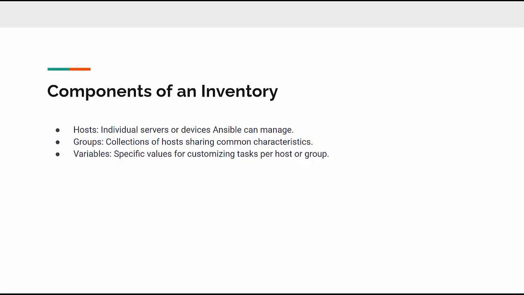An Ansible inventory has three main parts. First, we have hosts, which are the individual servers or devices Ansible manages. Think of each host as a friend in your contact list. Next, we have groups, where we organize these hosts into categories, like web servers or databases, making it easier to manage them together. Lastly, variables are special notes or settings we can apply to each host or group, telling Ansible how to treat them differently if needed.